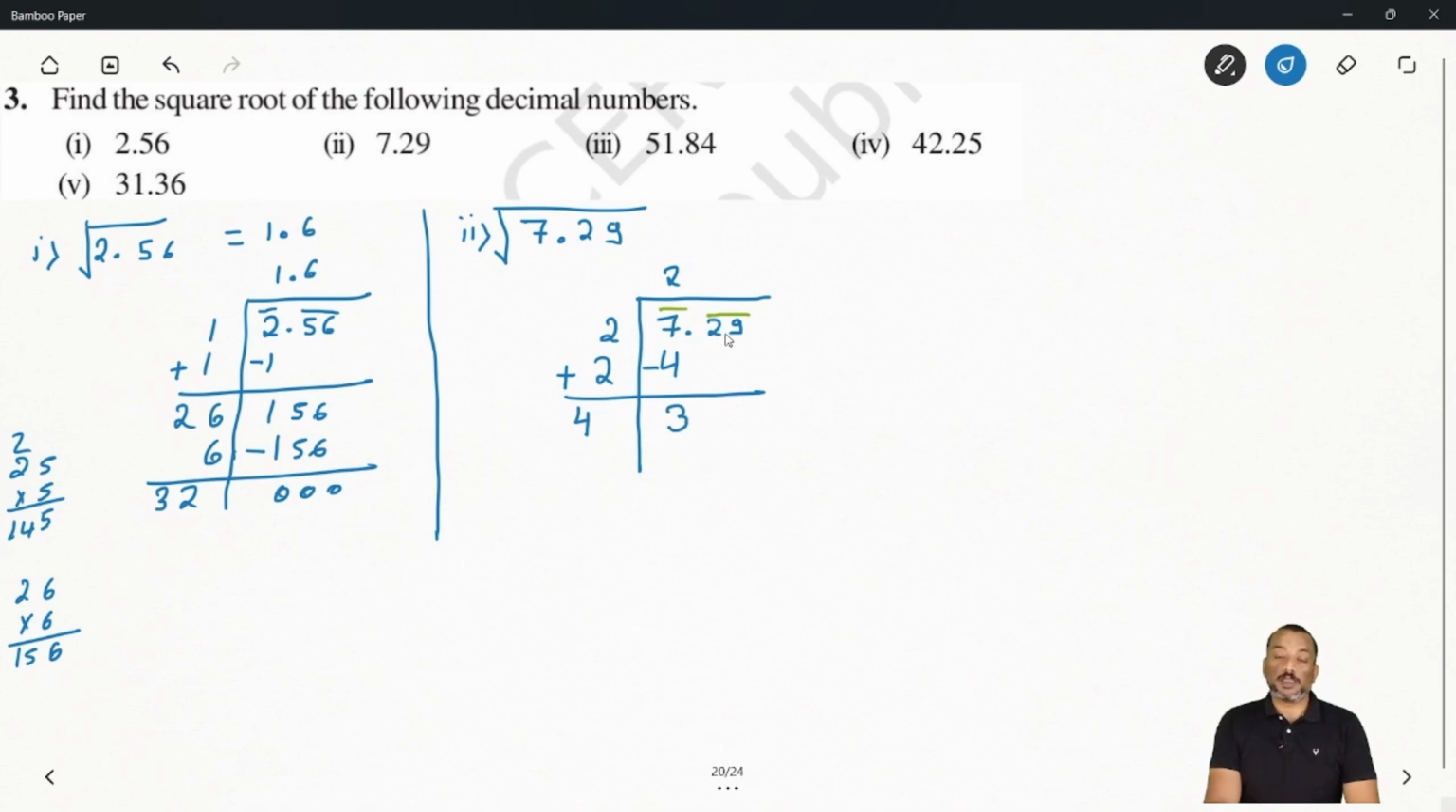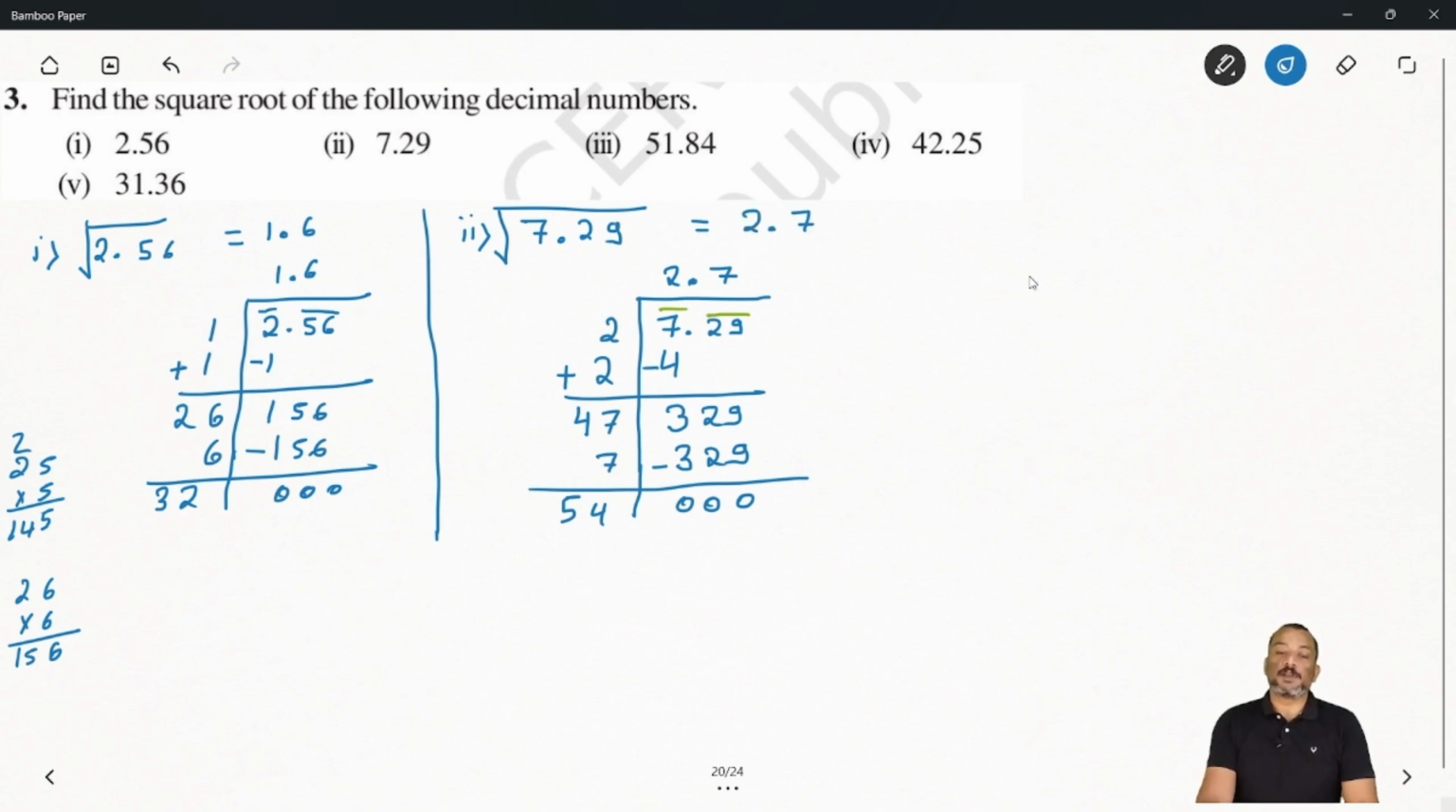Now, to bring down 29 from the dividend, we have to put a decimal in the quotient. Now we bring down 29. To the 4 here, whatever number we add, we multiply by the same number. So you can add 7 and go with 7 times. So you get 329. Now 7 is added here. After that this subtracts, this adds. So you get 54, and here you get 0 0. Which means the square root of 7.29 is 2.7.